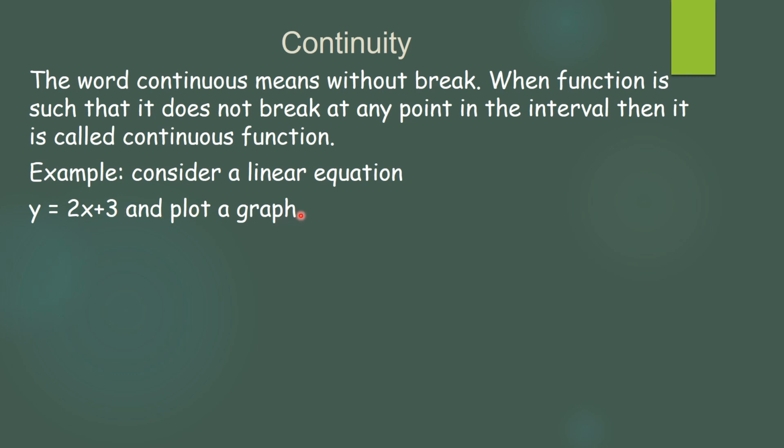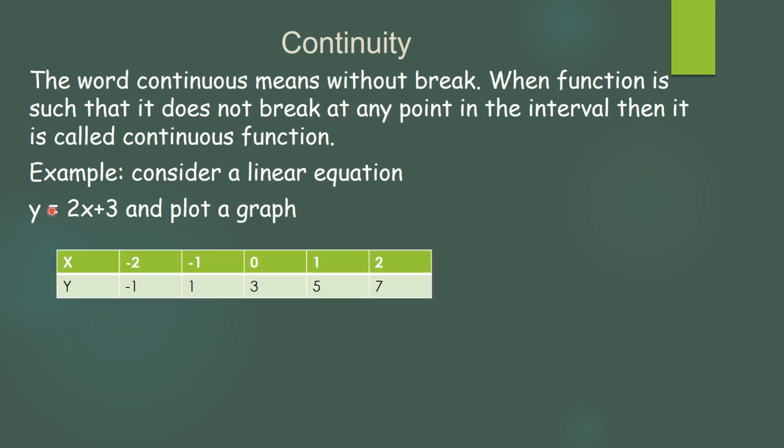Now we know that to plot the graph, we have to take different values of x and try to find out the different values of y. Then we will plot the graph and check. For that, I am going to take the values of x as minus 2, minus 1, 0, 1 and 2. So when we replace x with minus 2, naturally what do we get? Minus 4 plus 3, that is minus 1. Similarly, when we replace minus 1, we get 1. Replacing 0, we get 3, then 5 and 7.